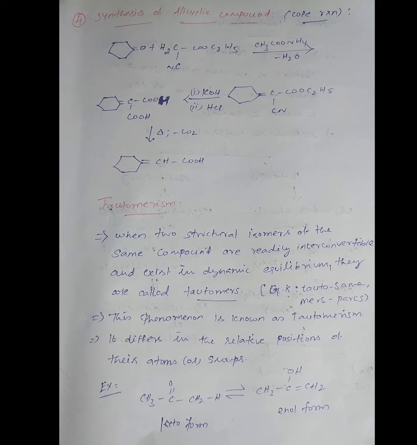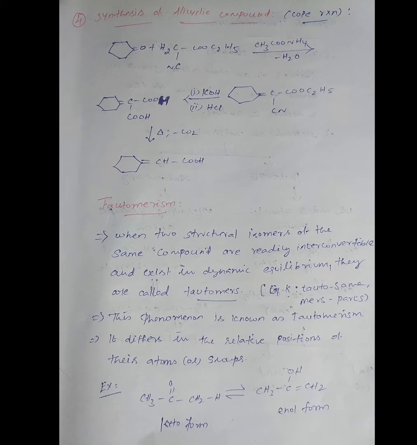Next is tautomerism. What is tautomerism? Two structural isomers of the same compound that are readily interconvertible and exist in dynamic equilibrium are called tautomers. In Greek, tauto means same and meros means parts, so this phenomenon is known as tautomerism. In tautomerism, the difference is the relative position of their atoms or groups.